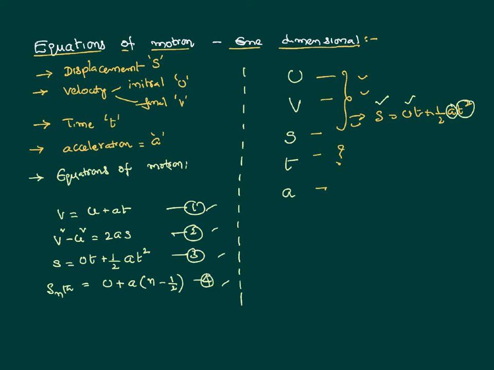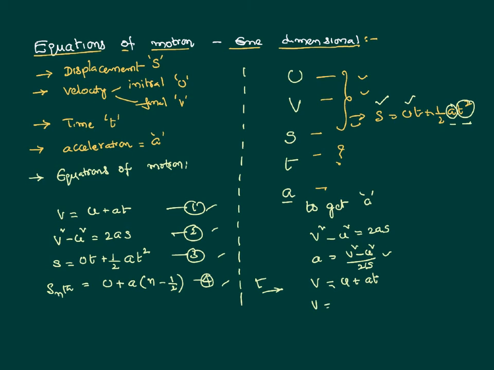If I have to calculate the time, first of all I need acceleration. To get that acceleration, what can I use? Simply v square minus u square equal to 2as. So acceleration is nothing but v square minus u square by 2s. Once you know acceleration, I can calculate the time. To get the time, I can use the formula v equal to u plus at.